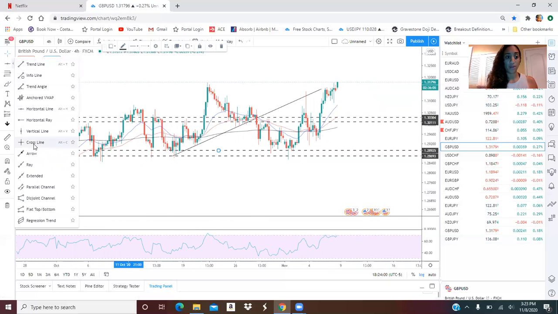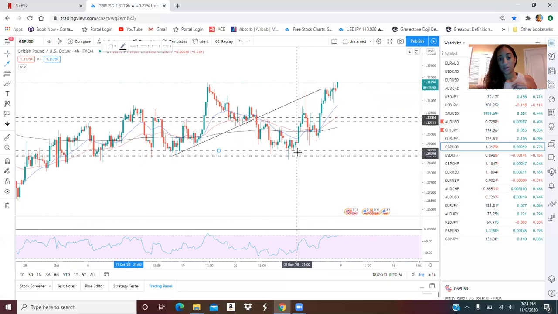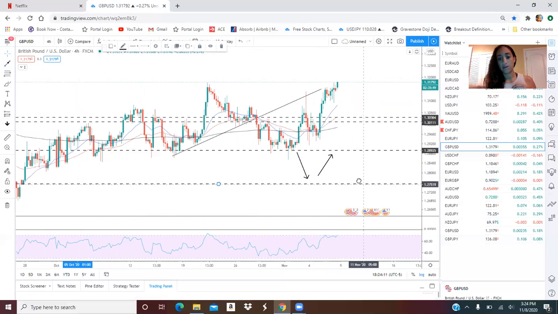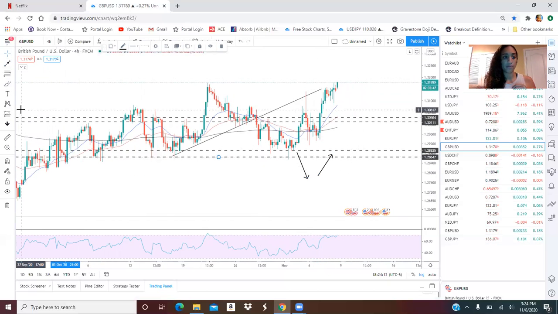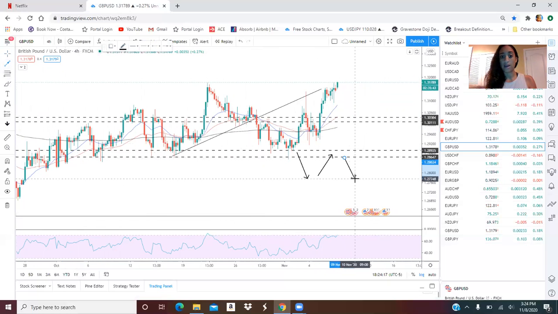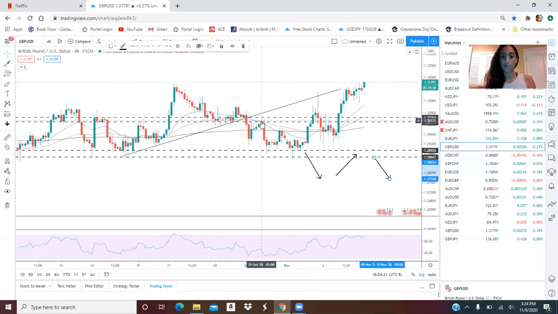So I would have been waiting for price to break through here, come back for a retest, and then go ahead and sell after I get a sell signal. So that's what I would have done. I wouldn't have gotten into that trade for a sell right here, because you never really know.